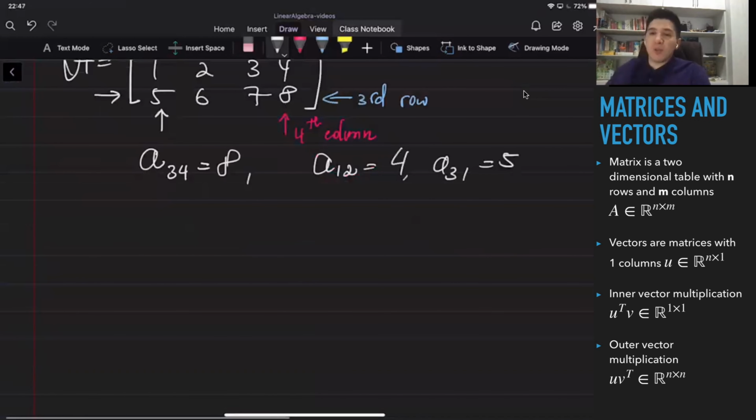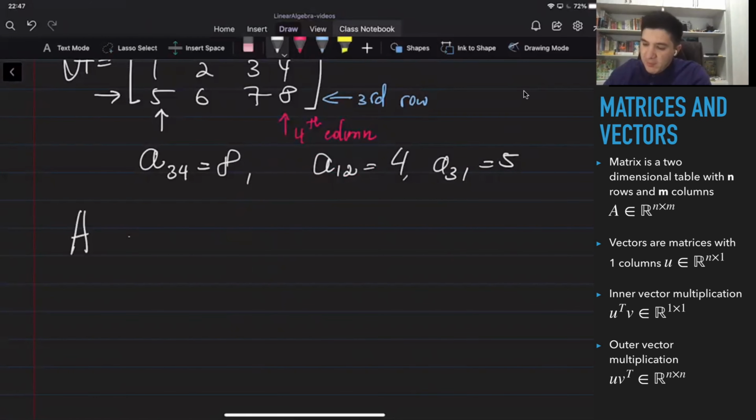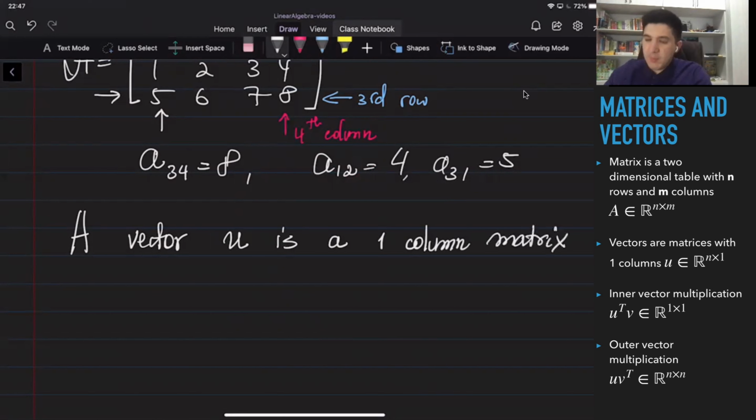Throughout this course, in order to make all our notation uniform, so that we have uniform notation for the matrices and for all the vectors, we are going to define the vectors as one column matrices. So in this course, in linear algebra, a vector u is a one column matrix. If you remember, we denote the dimensions of the matrices.